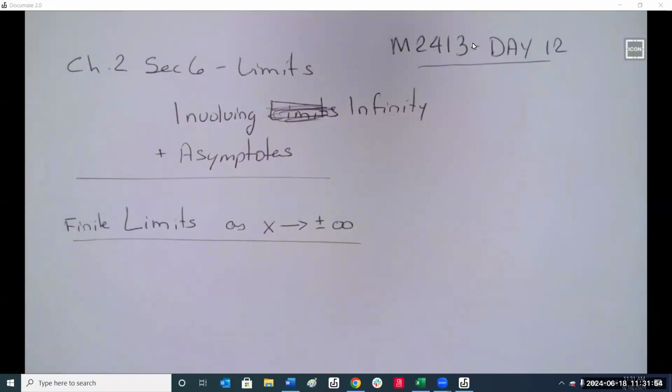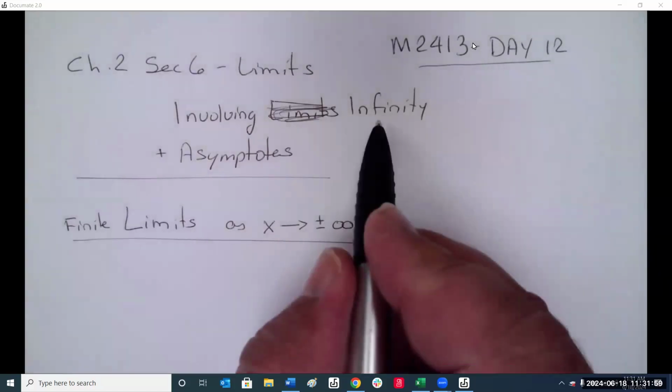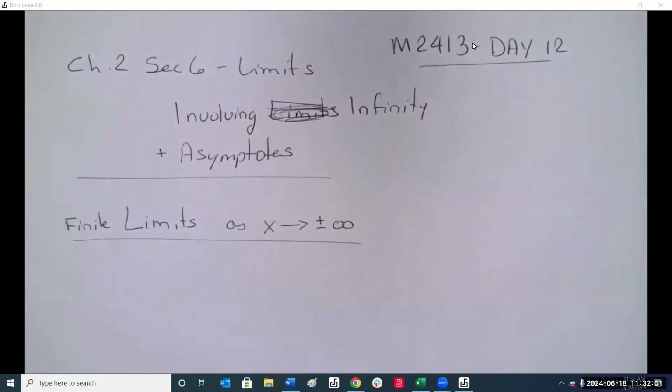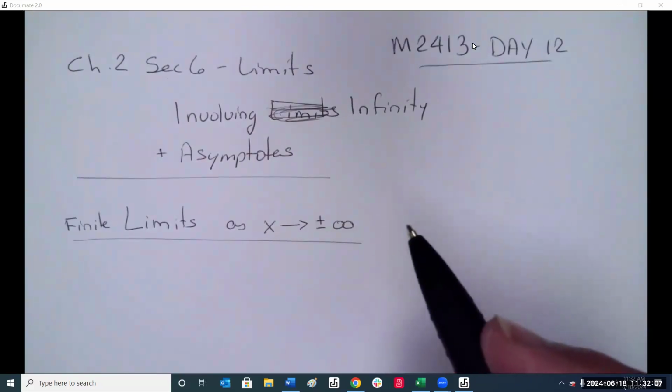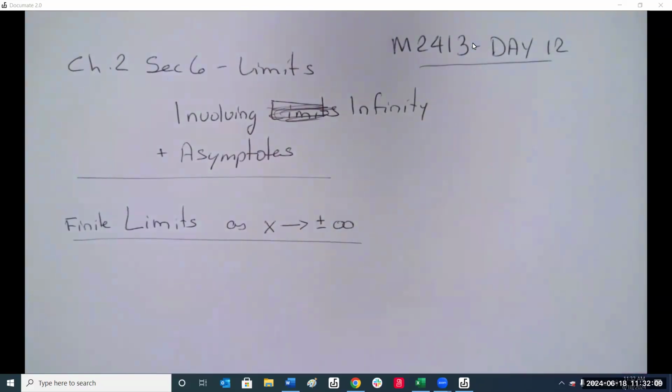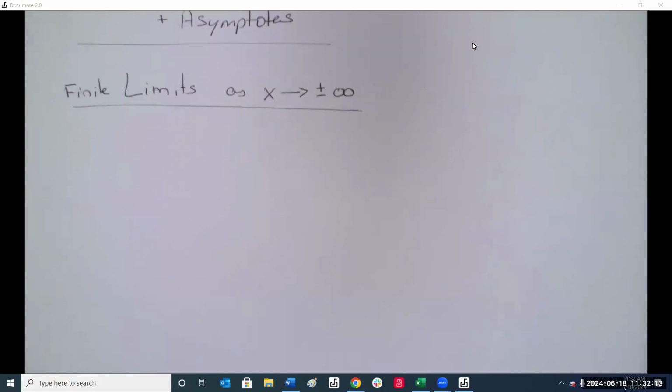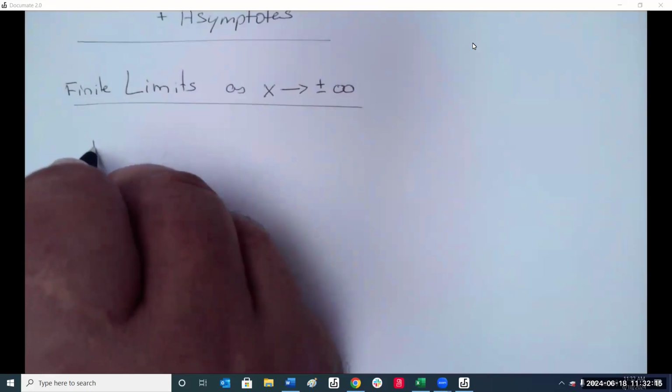All right, we're going to finish up chapter 2 today. This is section 6, limits involving infinity and asymptotes. And they go together because once we start talking about what that means at limits going to infinity, then we'll see how they define asymptotes. Let's look at the definitions first.